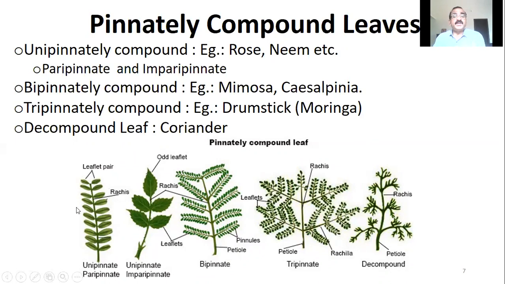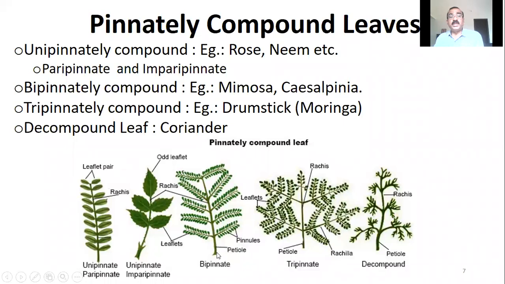So if all the leaflets of a pinnately compound leaf are in pairs and the total number of leaflets is a even number, then it is called a paripinnate. Leaflets or pinna are in pairs of 2, and if the leaflets are in odd number with a single unpaired leaflet at the tip, then it is called as imparipinnate. So this is paripinnately unipinnate. This is imparipinnately unipinnate. I think now what is unipinnate and what are the two types, paripinnate and imparipinnate, is clear. Now coming to bipinnate, look at this.